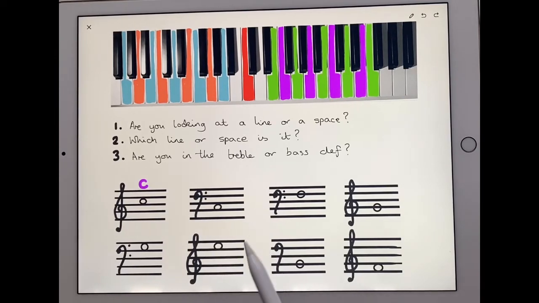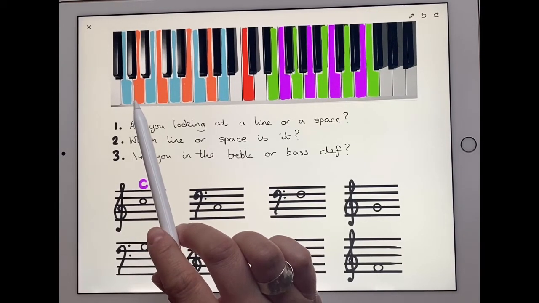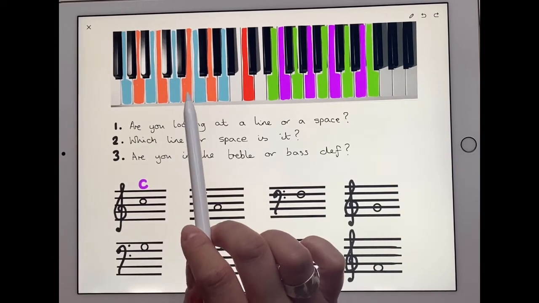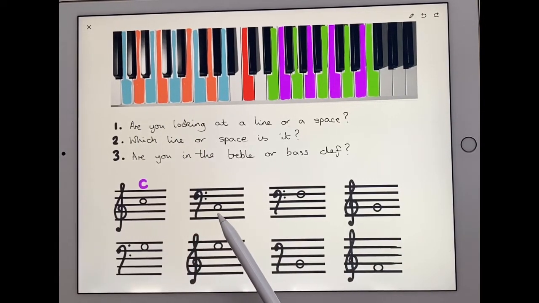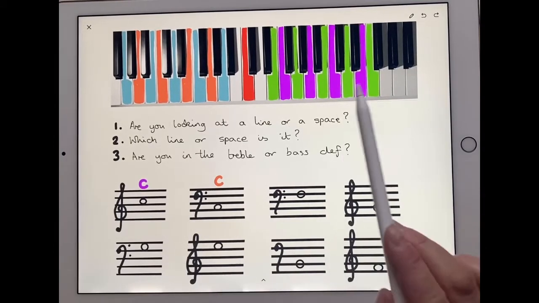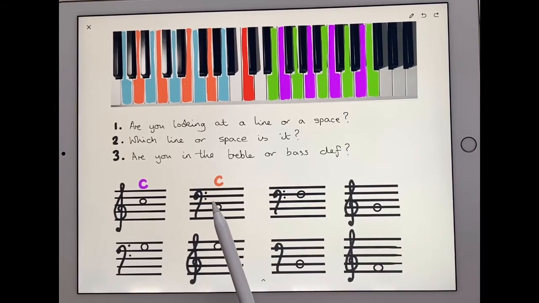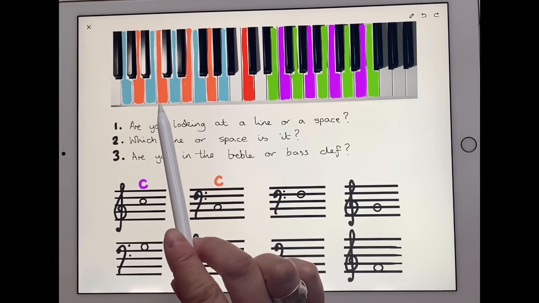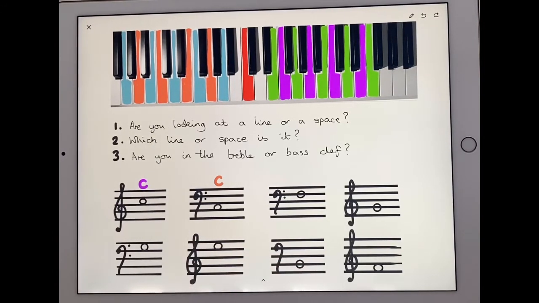Now have a look at the rhyme you need. I need the spaces in the bass clef. All cows eat grass. And then you need to think, all cows. So the answer is also a C. They are both C's. It's just that this one is this C up here, and this one is this C here. All right. Fabulous.